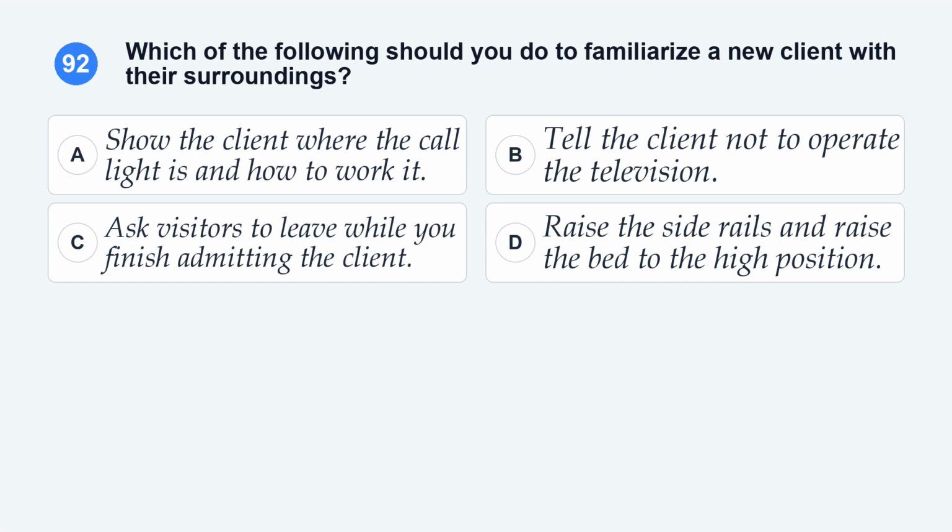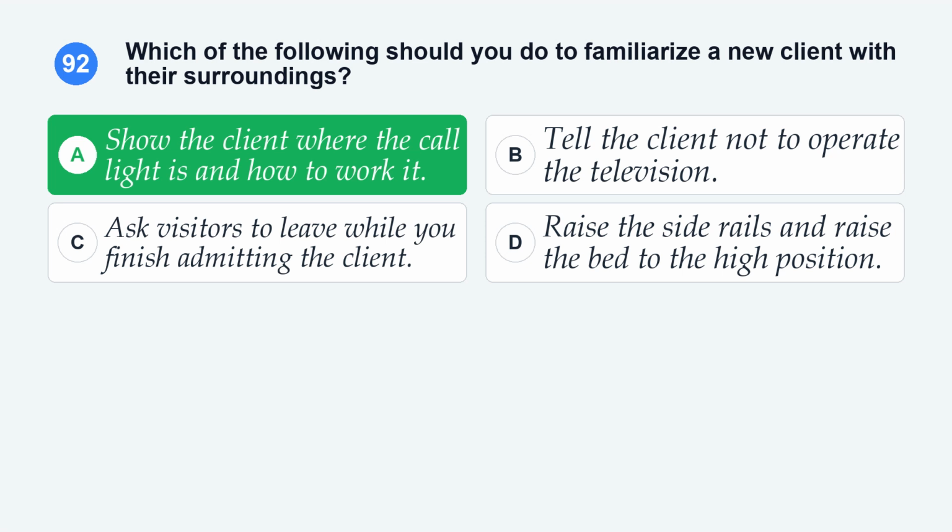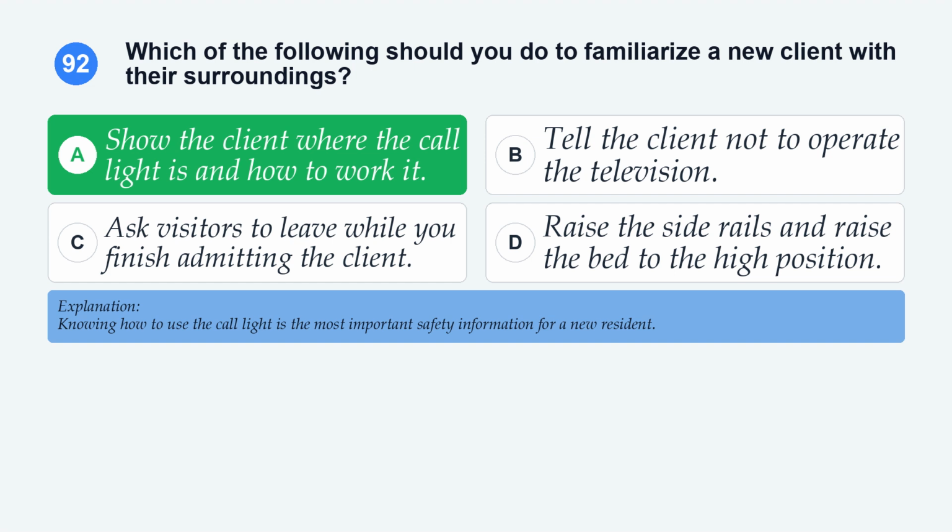Question 92. Which of the following should you do to familiarize a new client with their surroundings? Option A, show the client where the call light is and how to work it. Option B, tell the client not to operate the television. Option C, ask visitors to leave while you finish admitting the client. Option D, raise the side rails and raise the bed to the high position. The correct answer is option A, show the client where the call light is and how to work it. Explanation. Knowing how to use a call light is the most important safety information for a new resident.